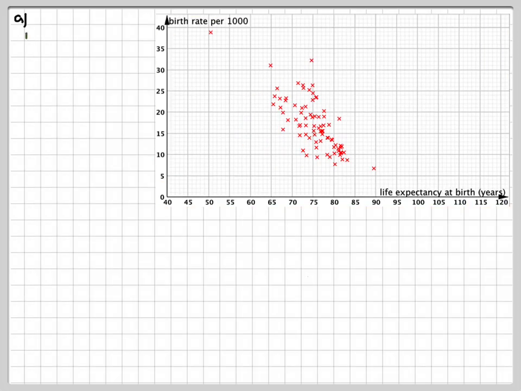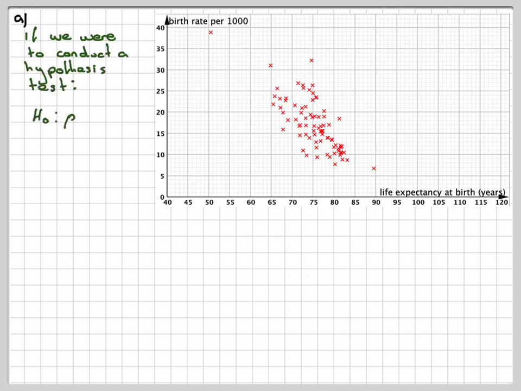So if we were to conduct the test, and this bit you don't need to write down in your response, we will be doing this. H0 is rho, i.e. the population linear coefficient, will be equal to 0, i.e. no correlation. H1 is that rho is not equal to 0, it is a two-tailed test.